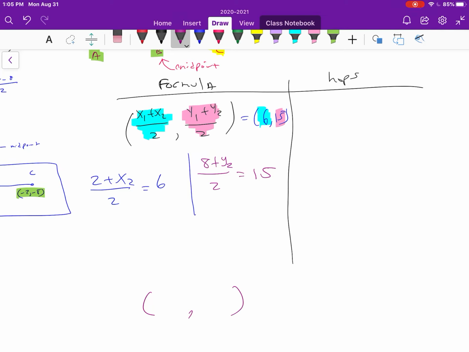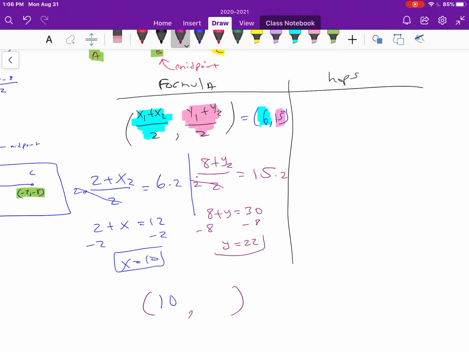Now, let's go and solve it. So you can multiply by 2 on both sides. So you have 2 plus x equals 12, minus 2, minus 2. X equals 10. Okay, here goes 10. Other one, times 2, times 2. 8 plus y equals 30, minus 8, minus 8. Y is equal to 22. So there you go. So this is 22.